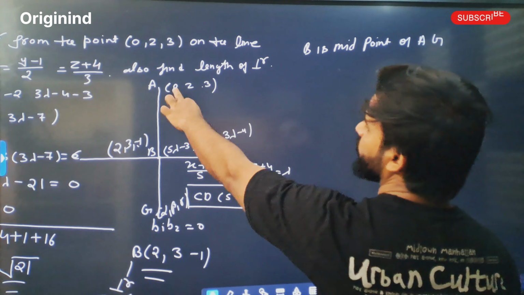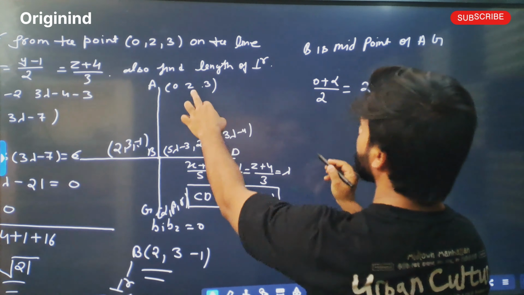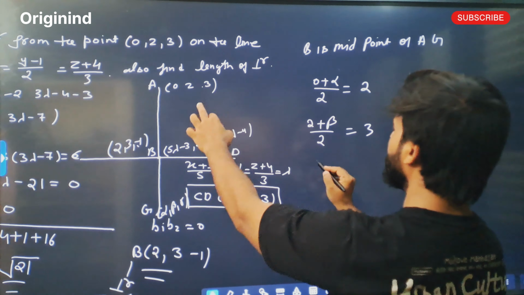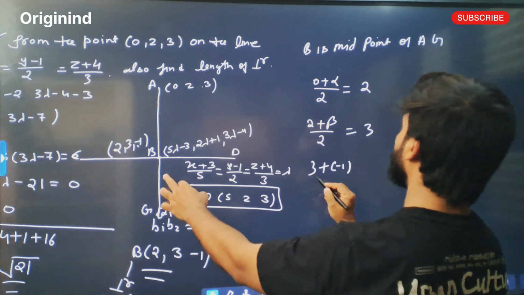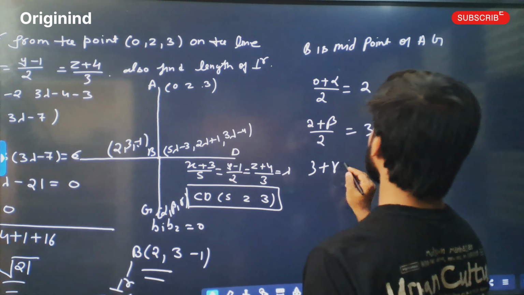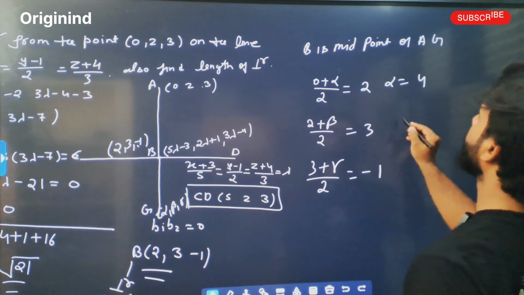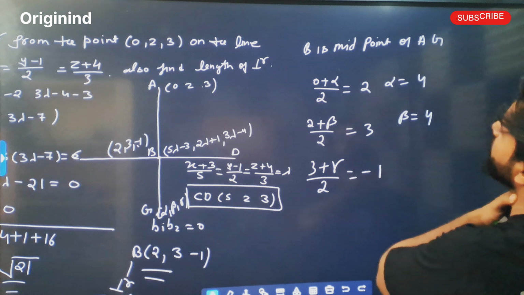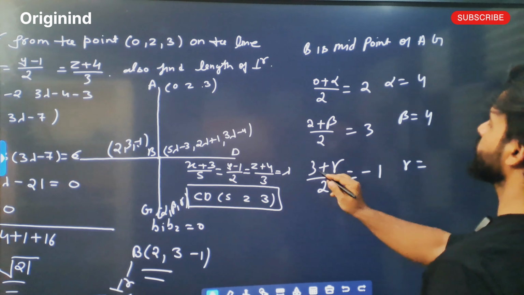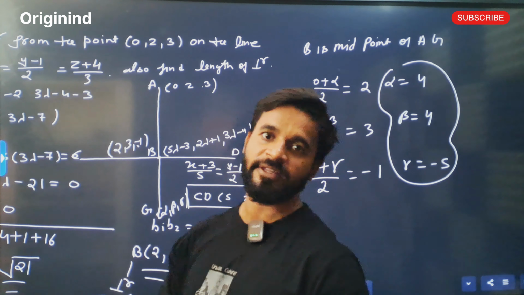So 0 plus alpha by 2 is equal to 2. Similarly, 2 plus beta by 2 is equal to 3. And 3 plus gamma upon 2 is equal to minus 1. So alpha is equal to 4, beta is equal to 4, and gamma is equal to minus 5. So this point is the image point. This point is called the image point.